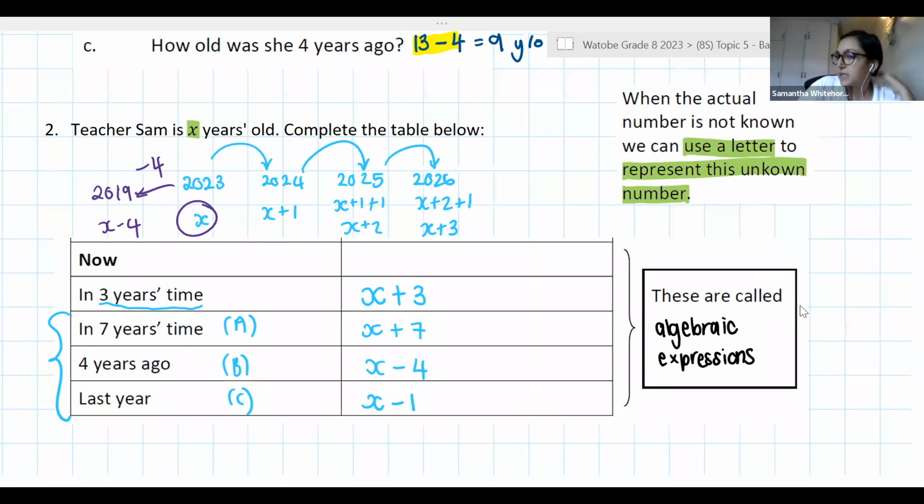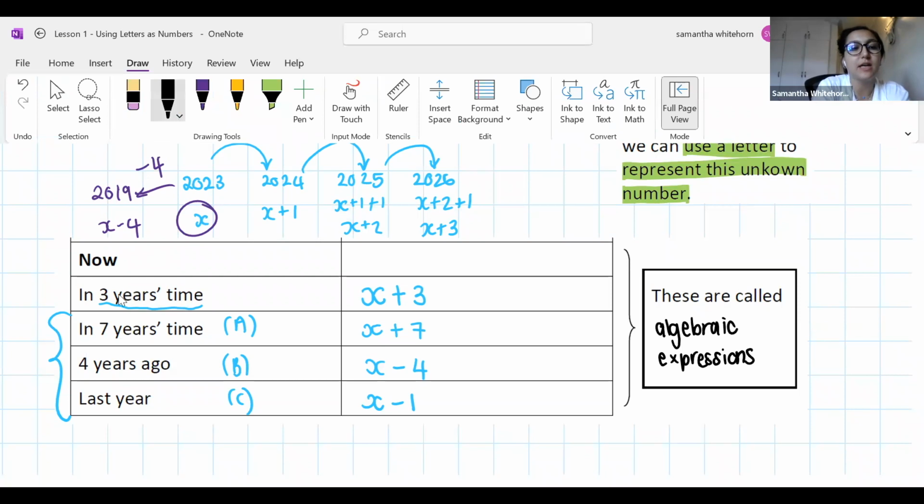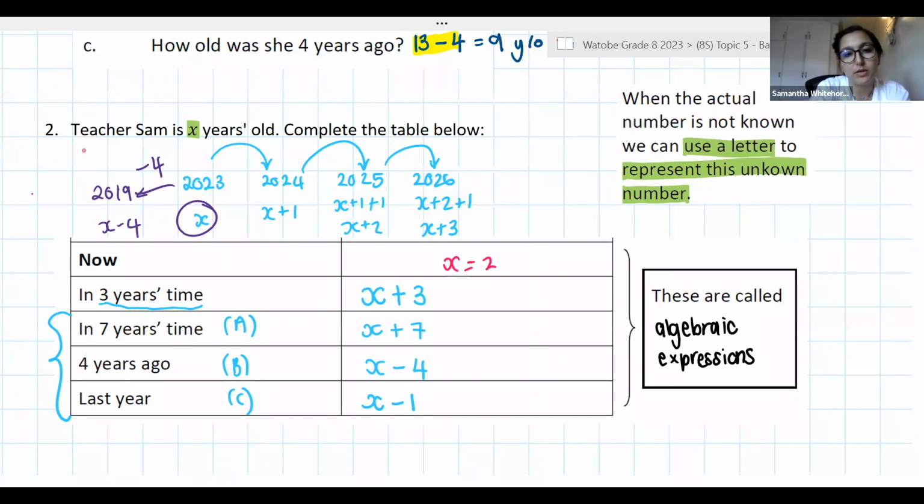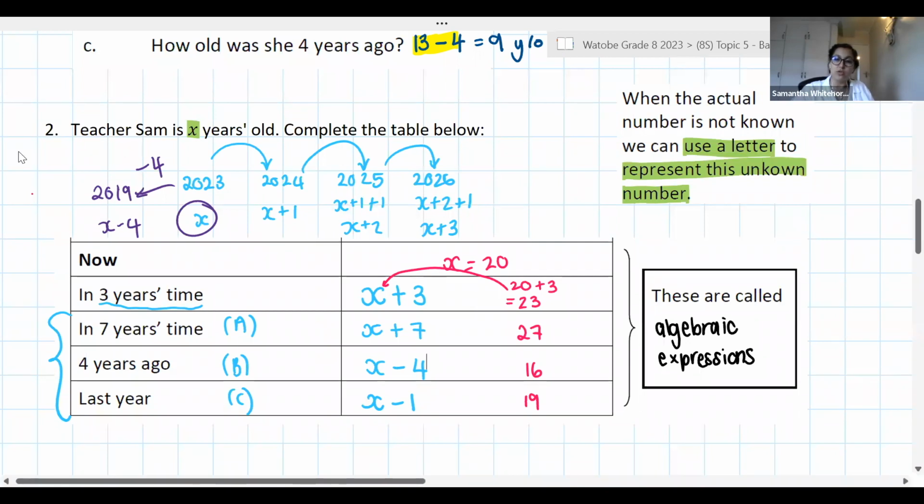And what you guys need to see here is that because I now have these expressions, if I now say to you, okay, teacher Sam is 20 years old, I'm not 20 years old, but if, for example, I said I was, we could now go work out the ages. 3 years time would be 20 plus 3. I'm replacing the X with 20, so I'd be 23. In 7 years time, I'd be 27. 4 years ago, I was 16. 1 year ago, I was 20. And so through substitution, if I give you a value for your variable, you can go and work out the value of your algebraic expression.